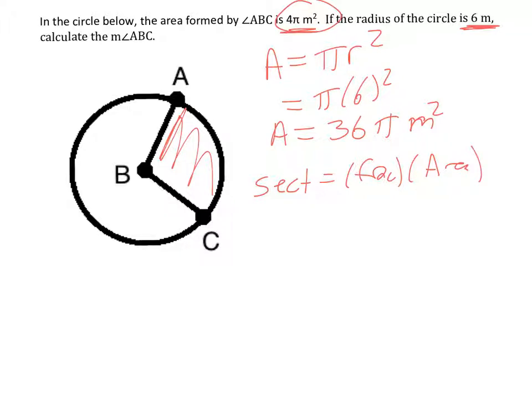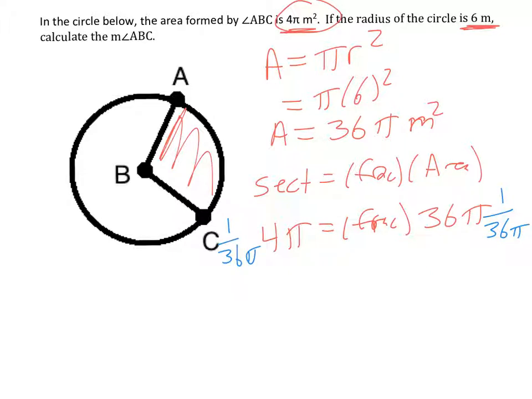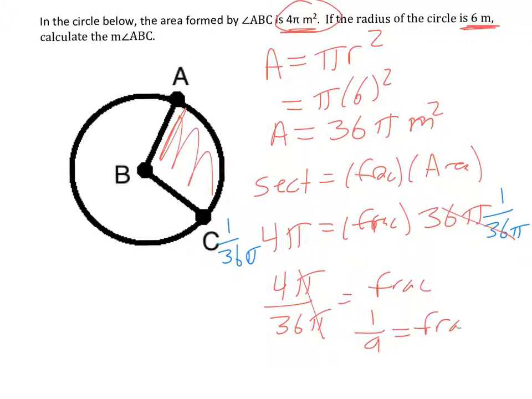So what can we fill in? The sector's area is 4 pi, and we don't know the fraction at the moment, so we're going to leave that as fraction, and the area of the full circle is 36 pi. So I'm going to start by trying to solve for the fraction. So what I can do is multiply both sides by 1 over 36 pi. It's equivalent to dividing by 36 pi. So when I do that, I get 4 pi over 36 pi equals the fraction, because this cancels. Pi's cancel. 4 over 36, if we do out our math, is 1 over 9. So the fraction of the circle in question is 1/9.